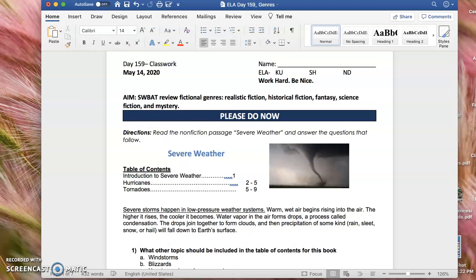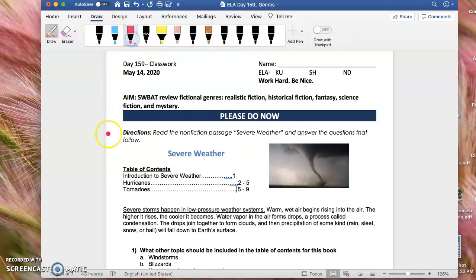It is the day before your FSA, so this is probably one of the most important days, because this is a time where you are going to really review and focus on everything that we have learned throughout the whole week. So let's go ahead and get started. Let's get started with our PDN right away.